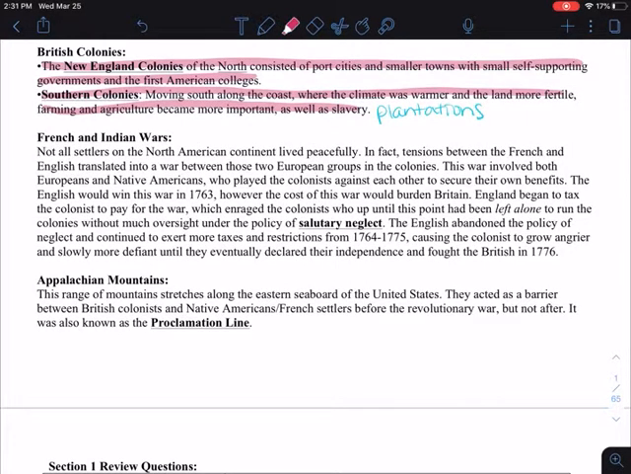So if we look, England began to tax the colonies to pay for the war. What war? We're in the French and Indian War section here. Those taxes are going to make the colonies very angry because this ends the period of salutary neglect. Salutary neglect was the time period where the colonies had been left alone to run themselves. Remember, that was when we adapted those self-representative governments.